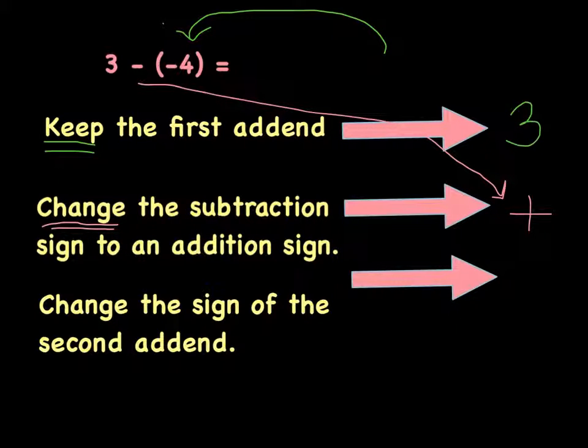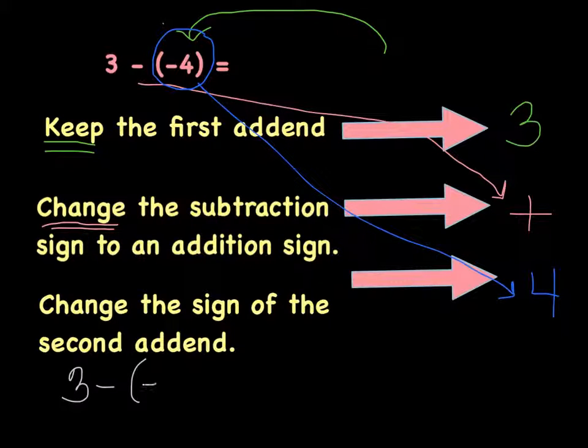Finally, we're going to change the sign of the second addend. So our second addend is -4. And we know if we change the sign, then we're going to be making that a +4. So we've basically rewritten the problem to look like this: 3 minus -4 is the same thing as 3 plus 4. And 3 plus 4 equals 7.